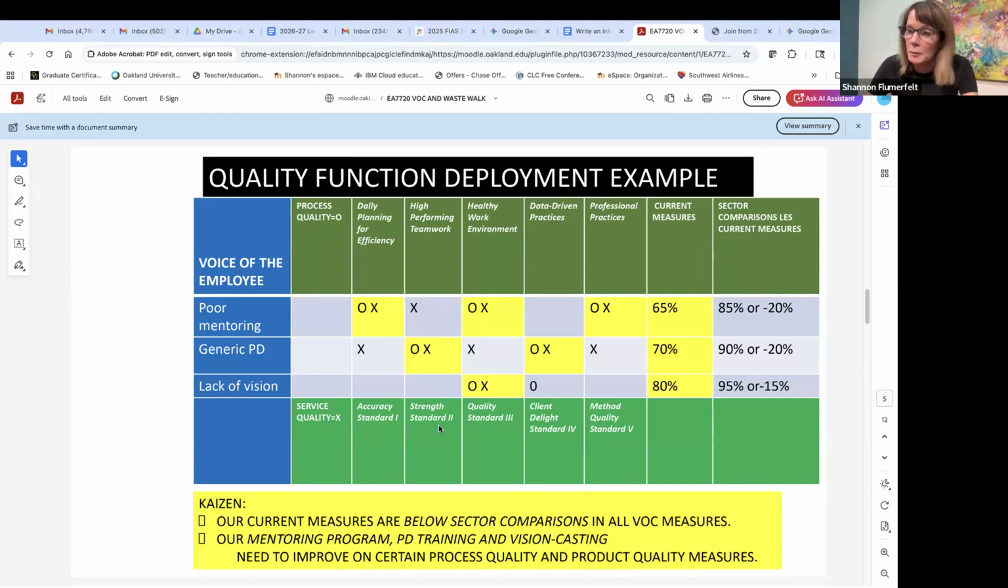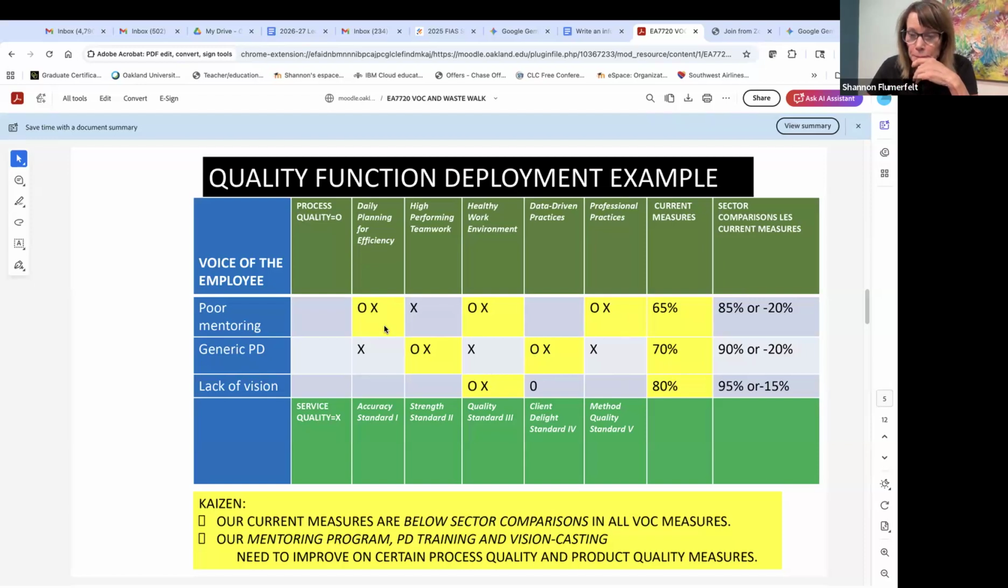Better mentoring would help solve the problem of the strength in the standards. You can see where the X's and O's intersect against these three categories, and you can go on there with PD and lack of vision and so on. So what you do then is you look at these and you say, well, there's a bunch of things I can see here.